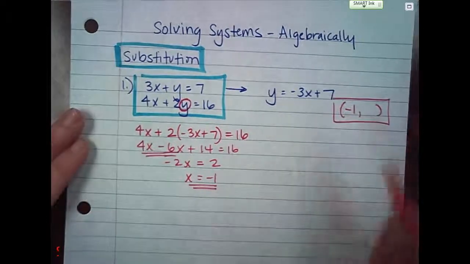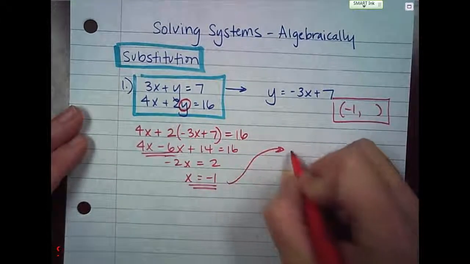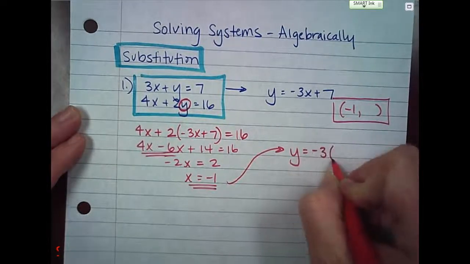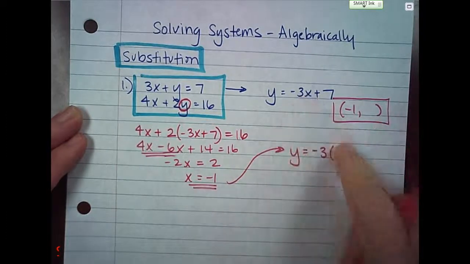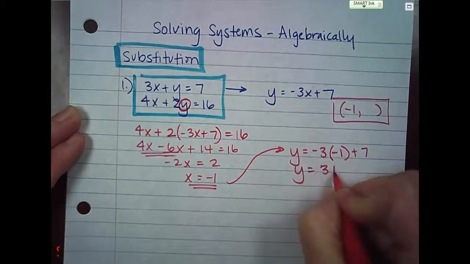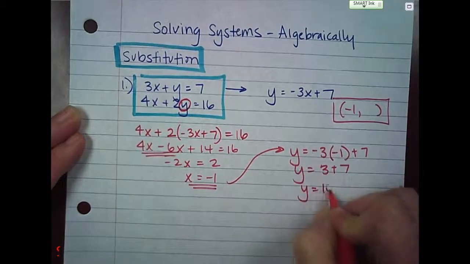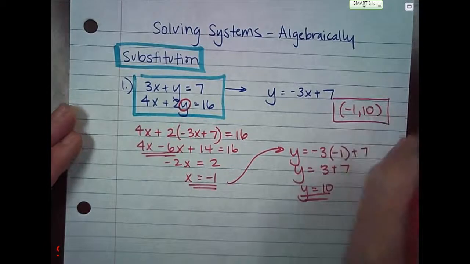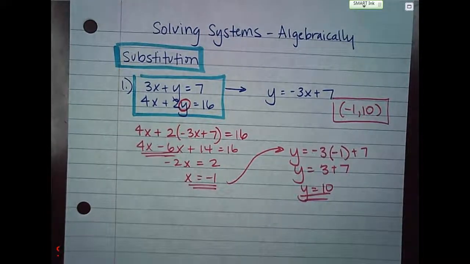Okay, I need y. So let's take our negative 1 and say, okay, y equals negative 3, x is negative 1, so I'm going to trade it out. So now you have y equals 3 plus 7, so y is 10. So they intersect at negative 1, 10.